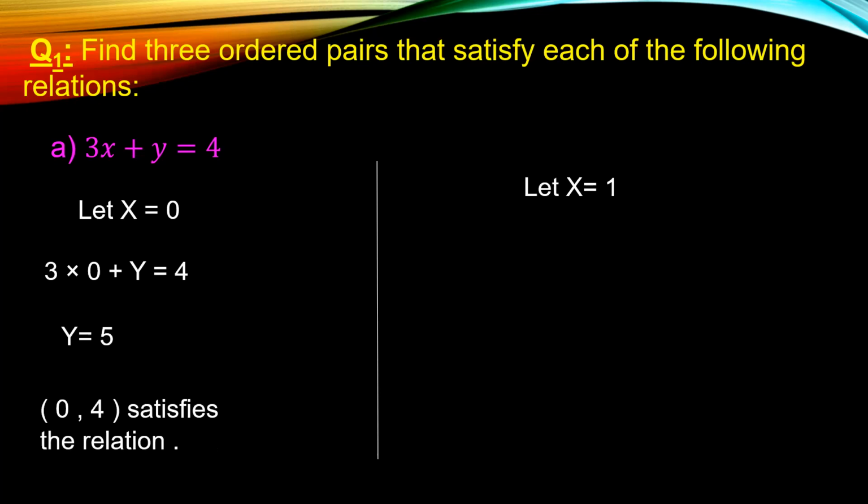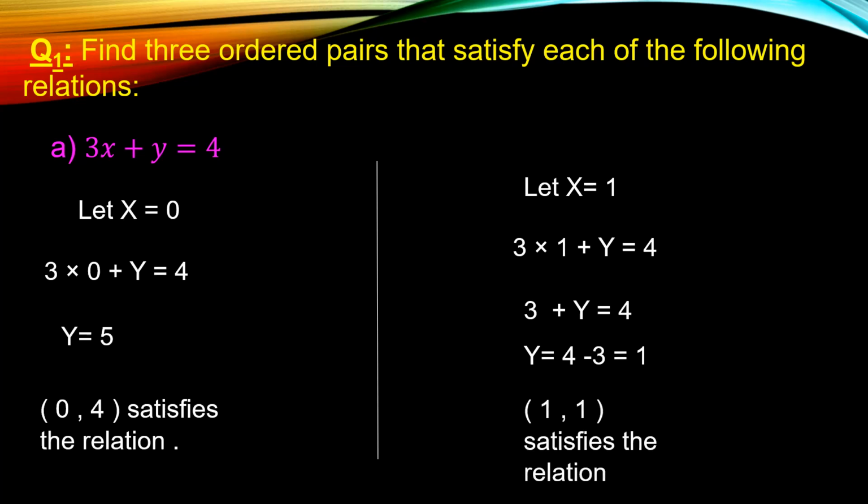Let another number, let x equal 1. Here, we will substitute the value of x by 1. So it will be 3 times 1 plus y. Here, 3 times 1 equals 3. So 3 plus y equals 4. To get the value of y, we will move 3 to the other side with a different sign. So it will be 4 minus 3 equals 1. So here the ordered pair will be 1 and 1, and this ordered pair satisfies the relation.